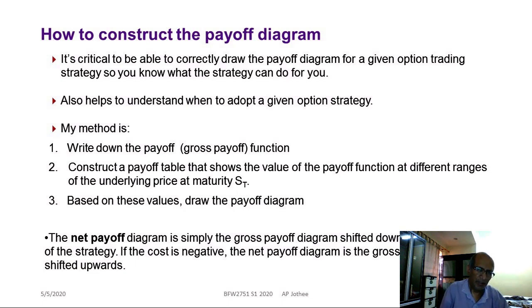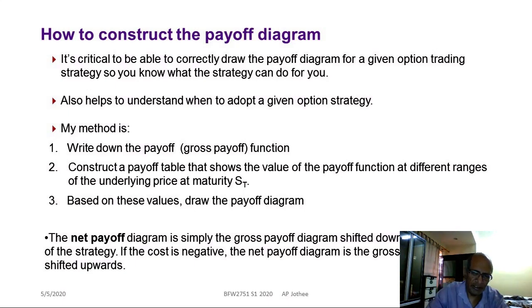Number two, in my method, construct a payoff table that shows the value of the payoff function in different ranges of the underlying price at maturity ST. That's what I'm telling you. Where does the ST stop at the maturity? Based on these values, draw the payoff diagram. Well, we will learn it one by one.